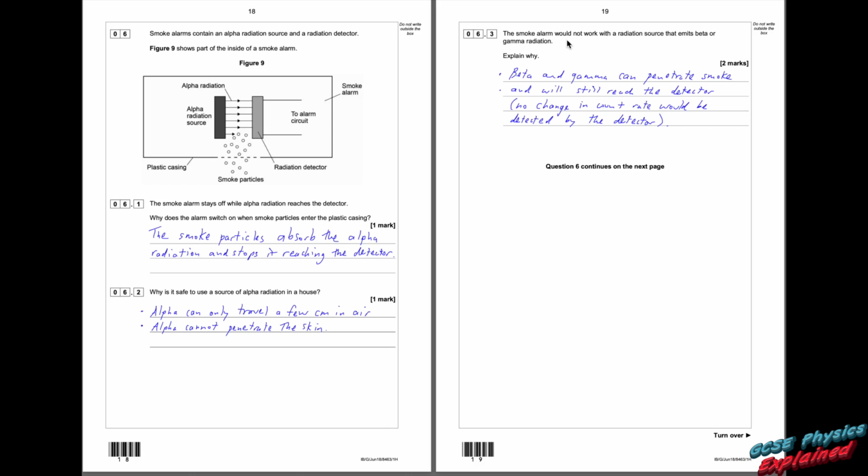Part 3. The smoke alarm would not work with a radiation source that emits beta or gamma radiation. Explain why. So beta and gamma can penetrate smoke and will still reach the detector even when there's smoke there. So no change in the count rate will be detected by the detector whether the smoke was there or not. I've got a nice video all to do with the penetration powers and the ionization powers and what exactly are the 3 types of radiation, alpha, beta, gamma. Check it out, I'll put the link at the top.